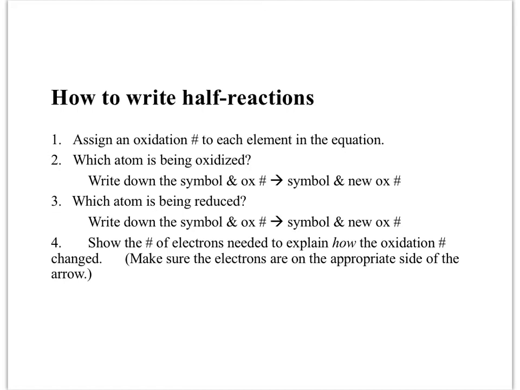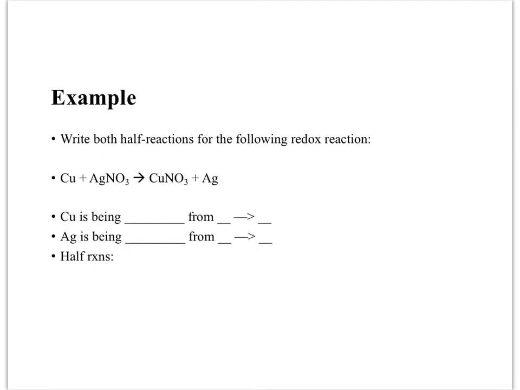So you have to do your oxidation numbers, you have to identify what element's being oxidized, you write down how it starts and how it ends. Same thing with reduction, write down how it starts and write how it ends. And then the newest piece, the only real new piece here, is show how many electrons are involved in the oxidation or reduction half reaction. Oh, just did that.